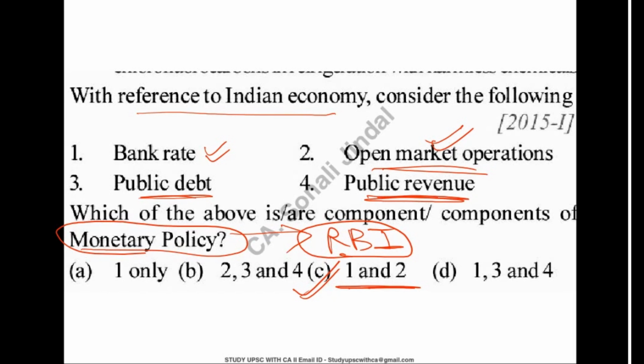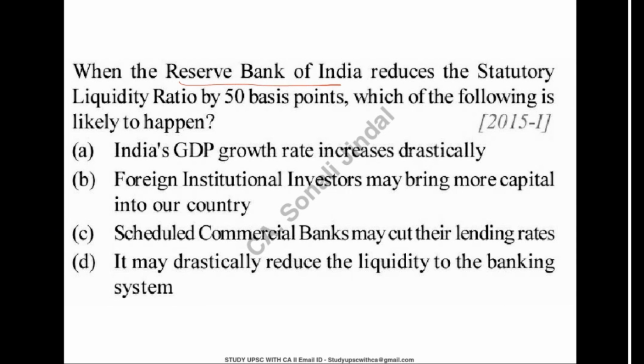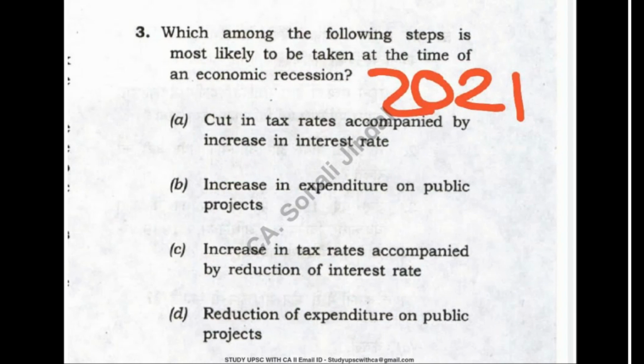Let's see the next question. Here, the RBI reduces the SLR by 50 basis points. What does it mean? The RBI is increasing the money supply because it is decreasing the cost of lending. Here, scheduled commercial banks may cut their lending rates. This is a question from 2021. Which among the following steps is most likely to be taken at the time of economic recession? Here, that summary chart we have prepared earlier will help you. Economic recession, what does it mean? There is low growth. What does the government need to do?